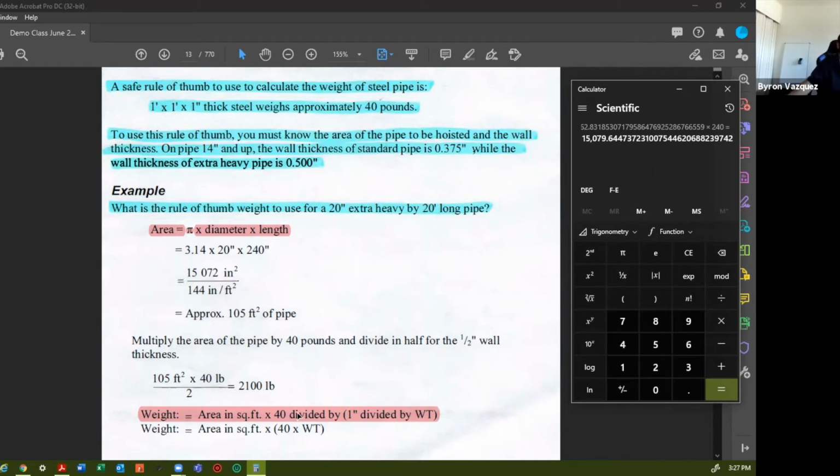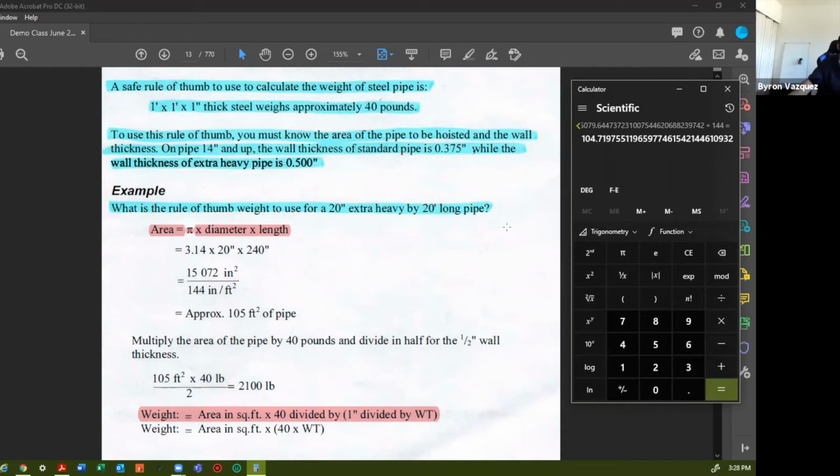So our formula is in feet. We need to convert this number into feet. So if there are 12 inches per foot, there are going to be 144 inches per square foot, 12 times 12. So we have 15,080 square inches. We need feet to be able to apply our formula. So what we're going to do here is divide by 144, which is where they got that number from. And we got roughly 104 square feet of surface area for this 20-inch by 20-foot long piece of pipe.